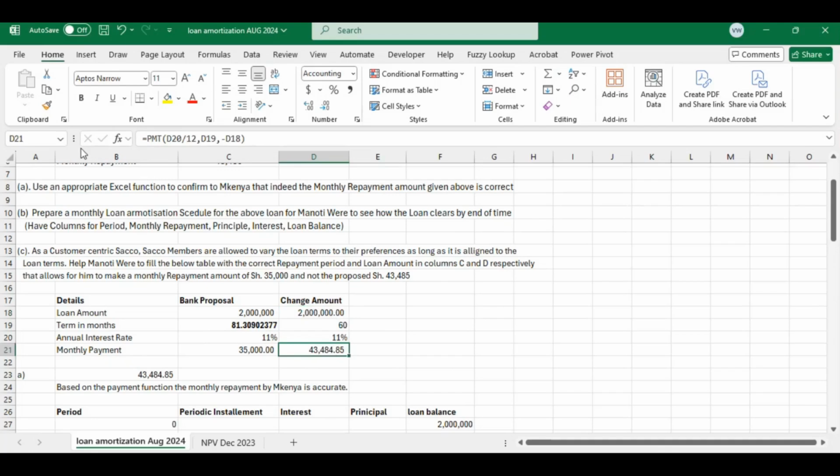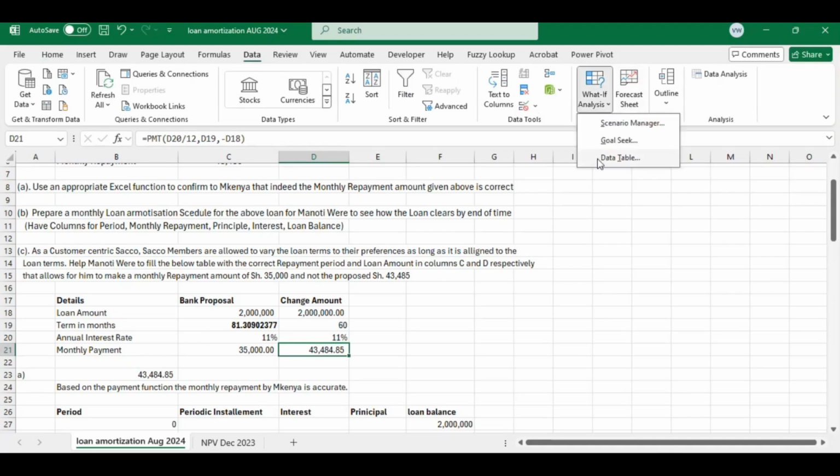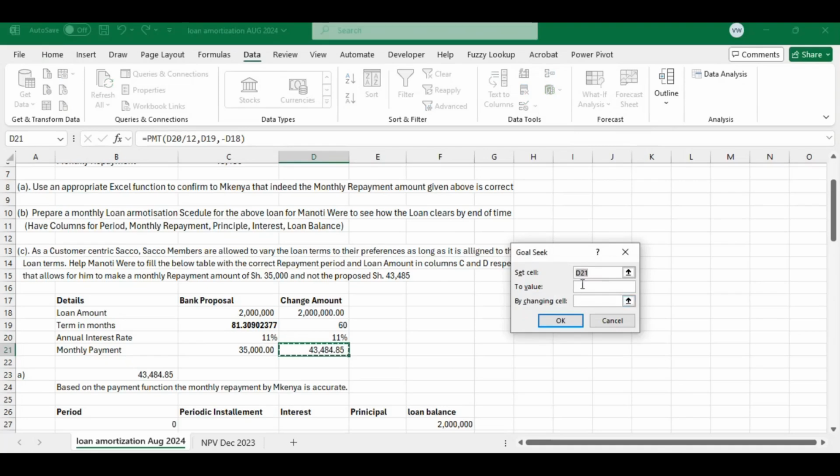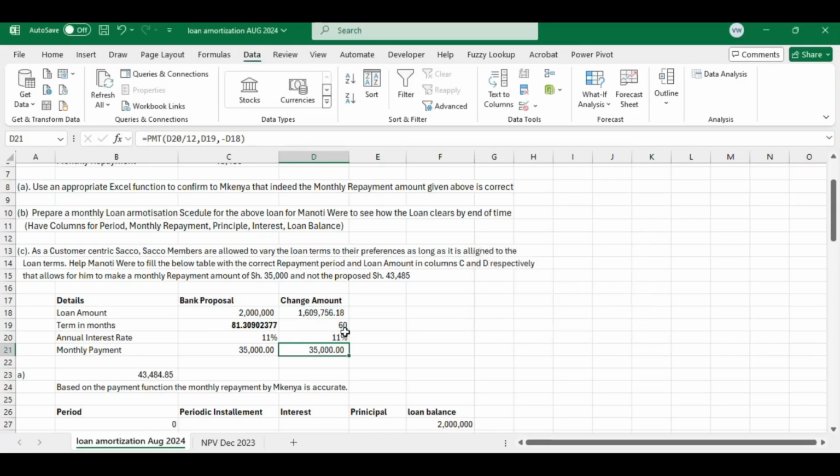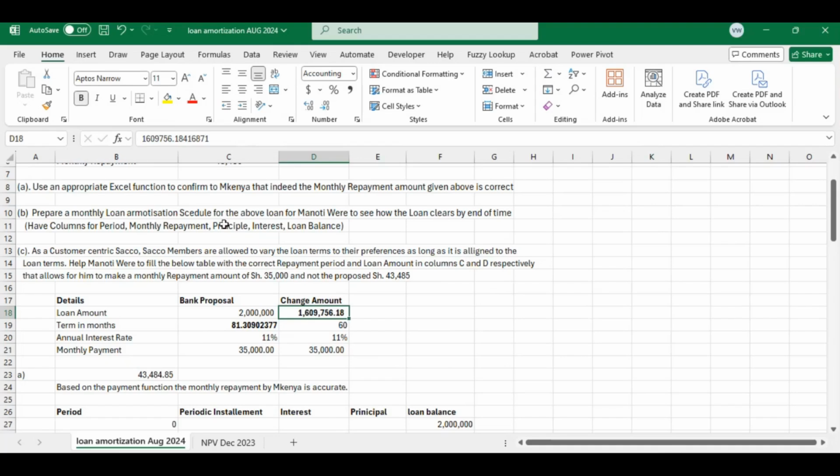So for us to do that, we'll still go to our Data, What-If Analysis, under Goal Seek, and our set value, which is 43,000, we want to change it to 35,000. By changing which cell? This time around, we want to change the cell that has 2 million. So we click on the cell that has 2 million. Then we say okay. And you can see that this time round, if this person wants to pay 35,000 monthly and maintain the duration to 60 months at 11%, then the loan borrowed will have to be reduced from 2 million to 1.6 million.